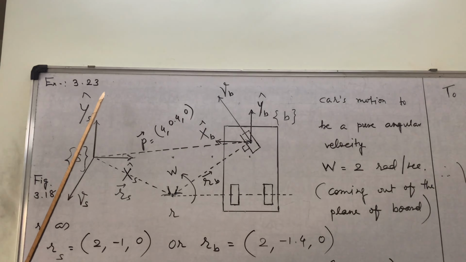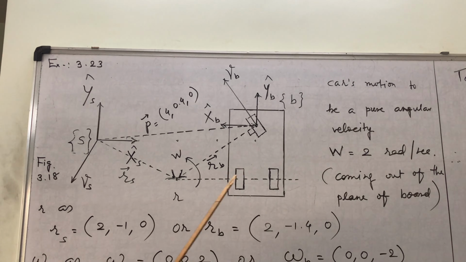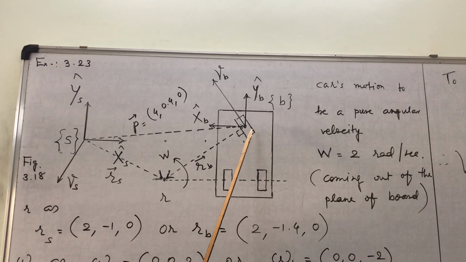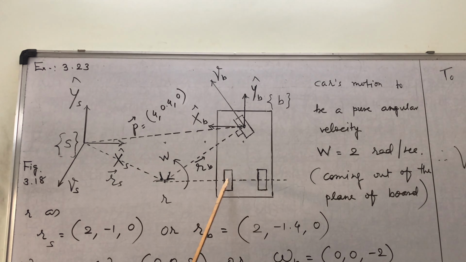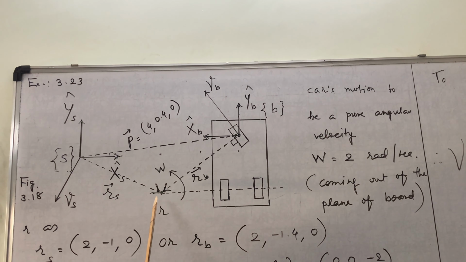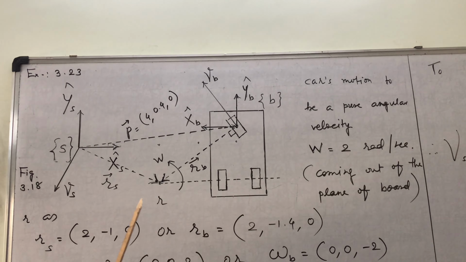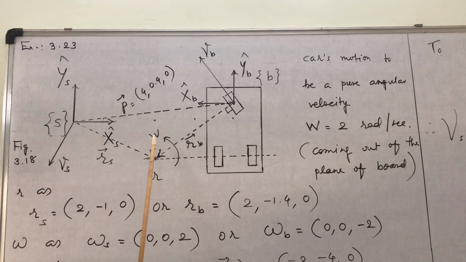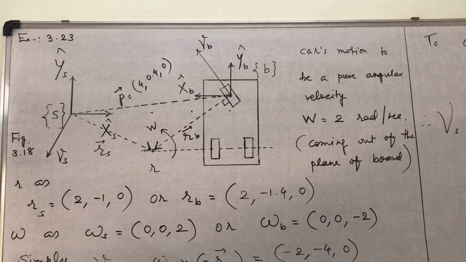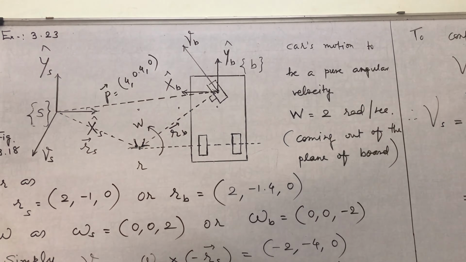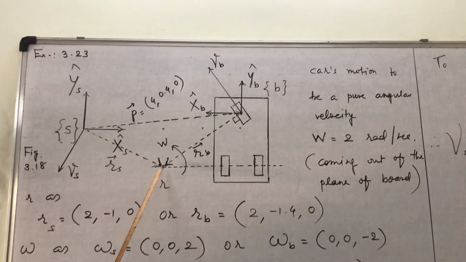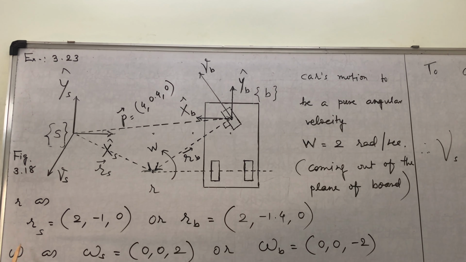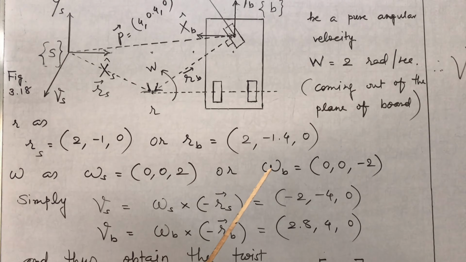Okay. Again, we are discussing the same illustration, but as per the textbook. See the single wheel steerable, 3-wheel car. It is rotating about this point, about this axis. We have discussed already, the car's motion is a pure angular velocity of 2 radian per second about this point, about this axis, going into the plane of the board this way. Here RS is 2, -1, 0. RB is 2, -1.4, 0. Omega s is 0, 0, 2, and omega b is 0, 0, -2.